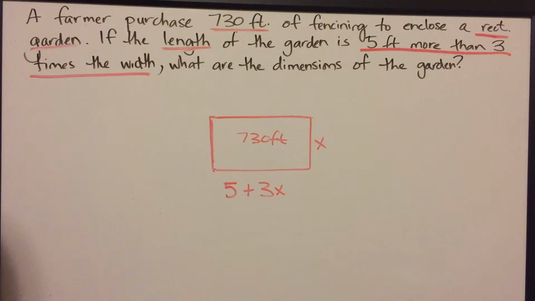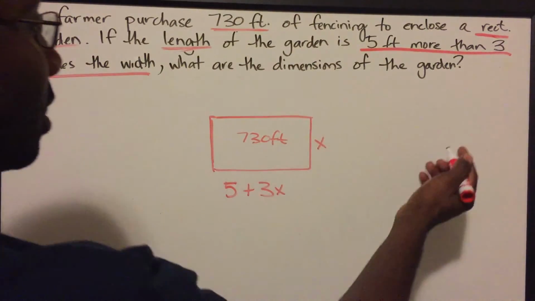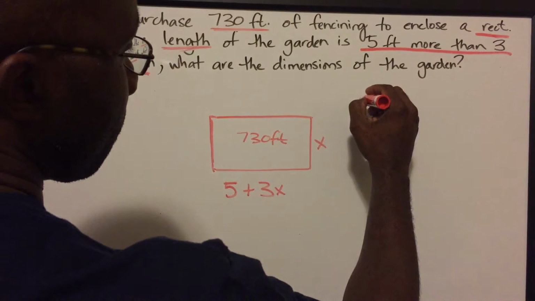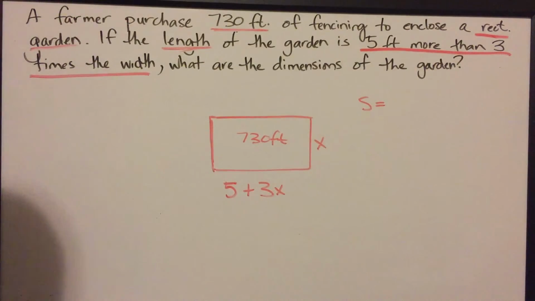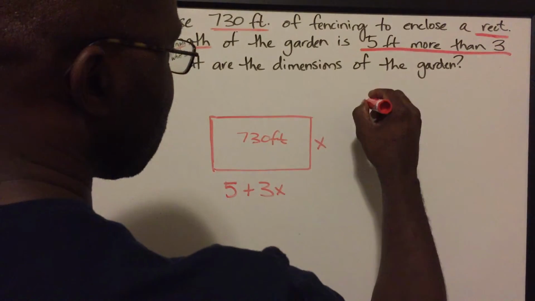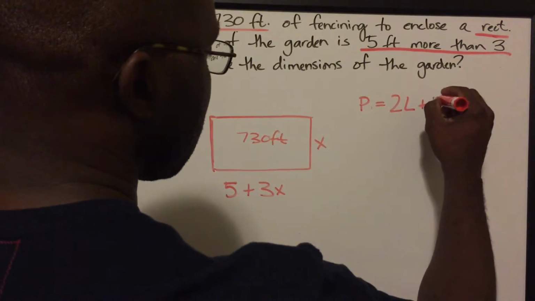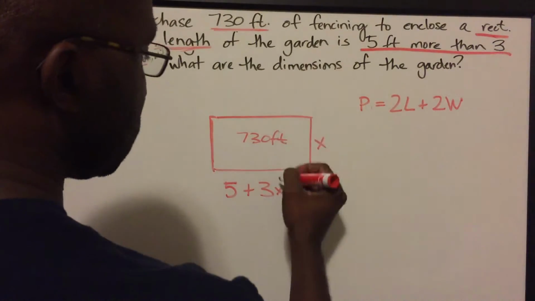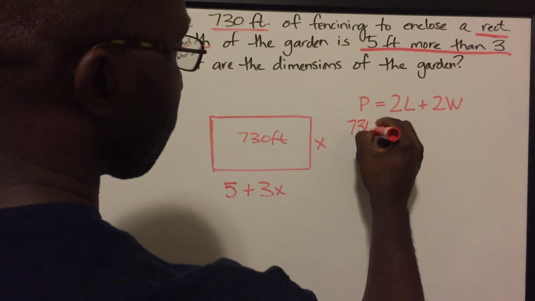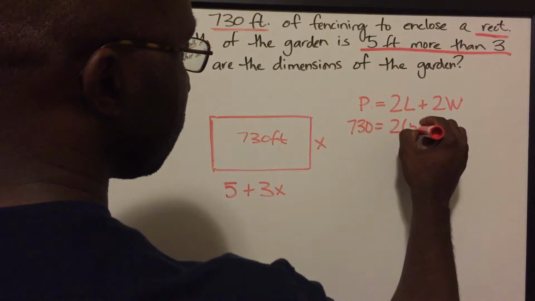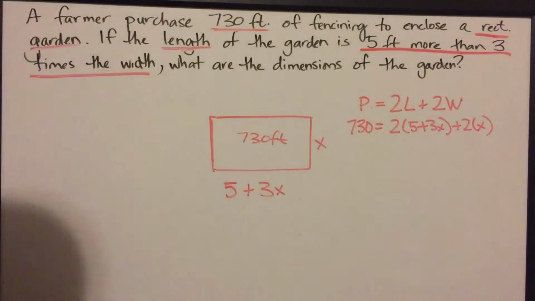So now that we have that, the equation for the perimeter of a rectangle is P is equal to 2 lengths plus 2 widths, because we have 2 sides right here, 2 sides right there. I said S at first, but it's P for perimeter, I'm sorry. So our P is 730 equals 2 times (5 plus 3x) plus 2 times x.